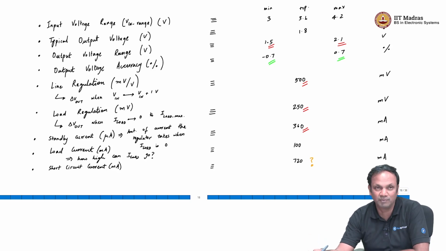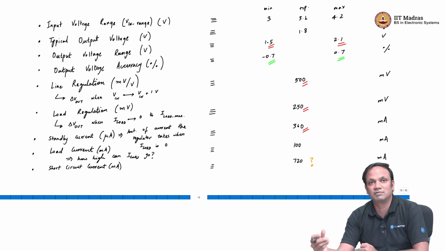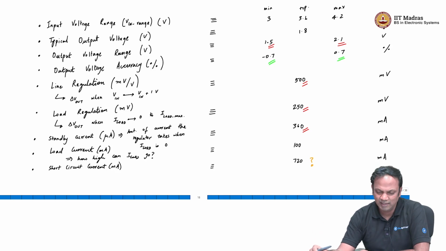I want to make it 25 millivolt. What I can do is I can say I won't work with a 5 ohm resistor, I will work with a 500 milliohm resistor, right? And you can do that math.